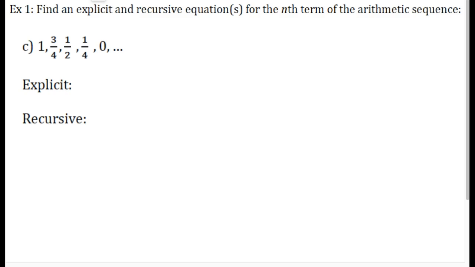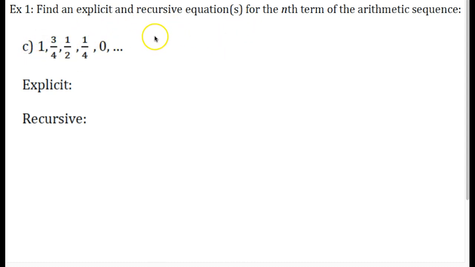All right, let's finish out the notes from today. I want to go back and look at a few of the examples that we skipped because I feel like we kind of rushed through some stuff. So if we go back to example 1C, we want to write the explicit and the recursive formulas for this sequence.